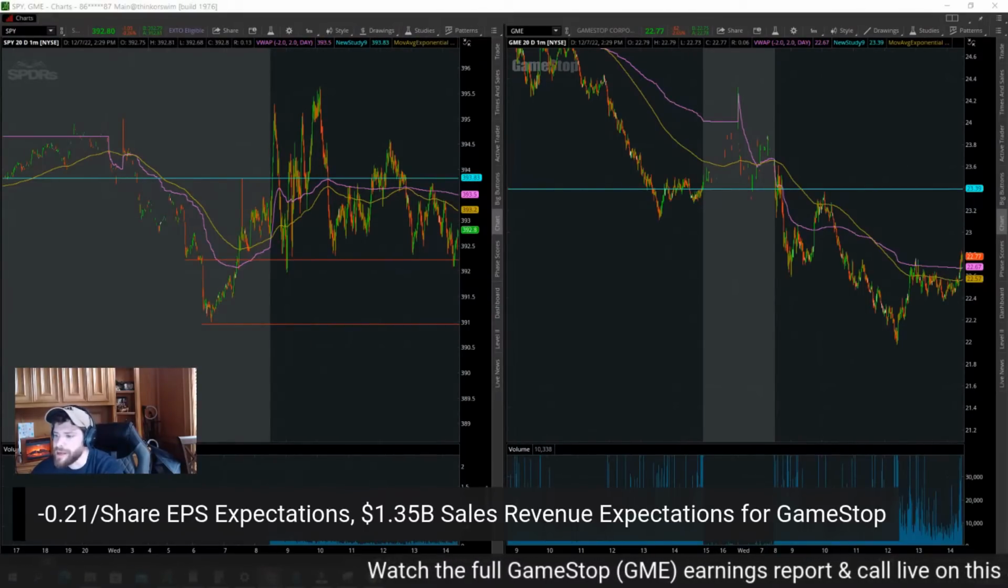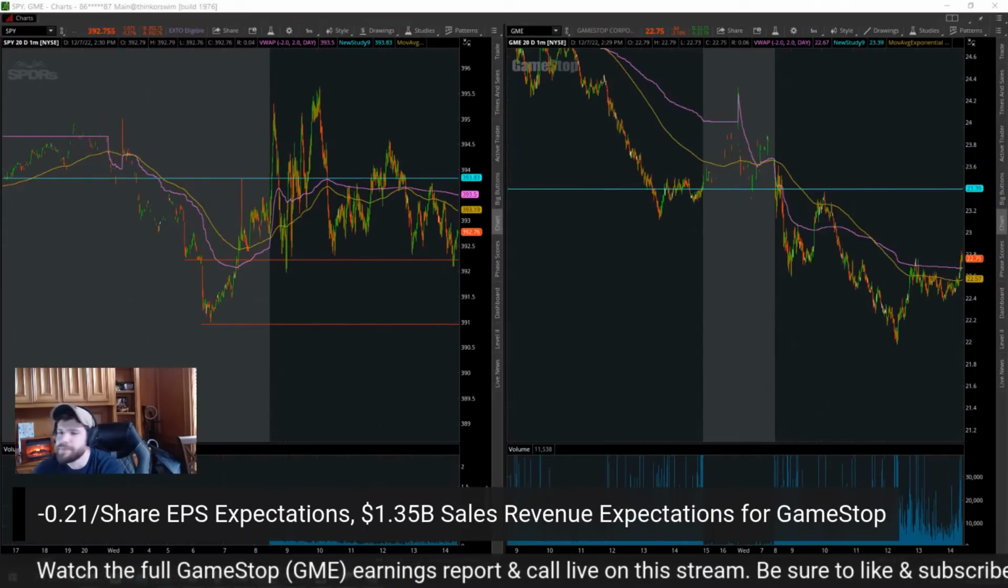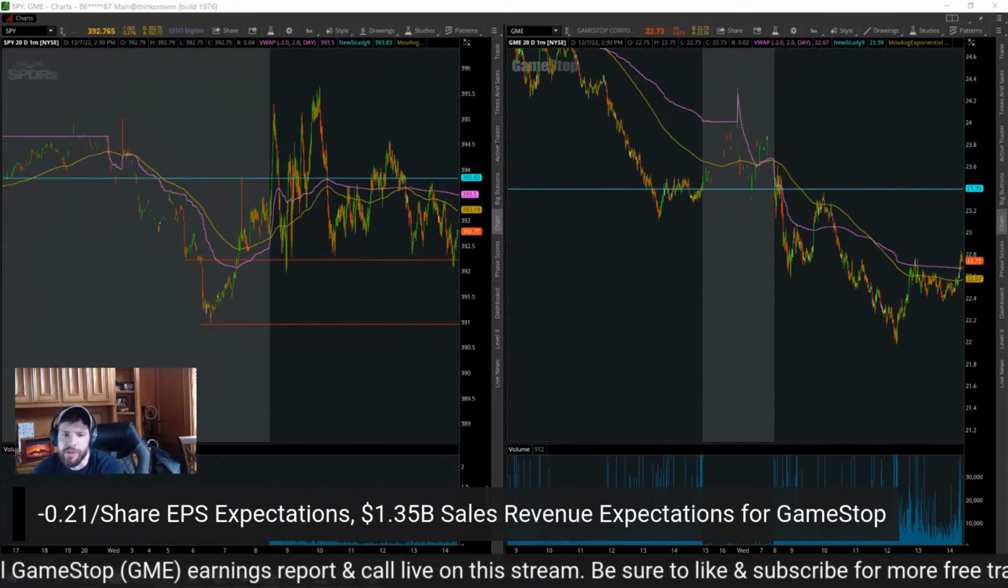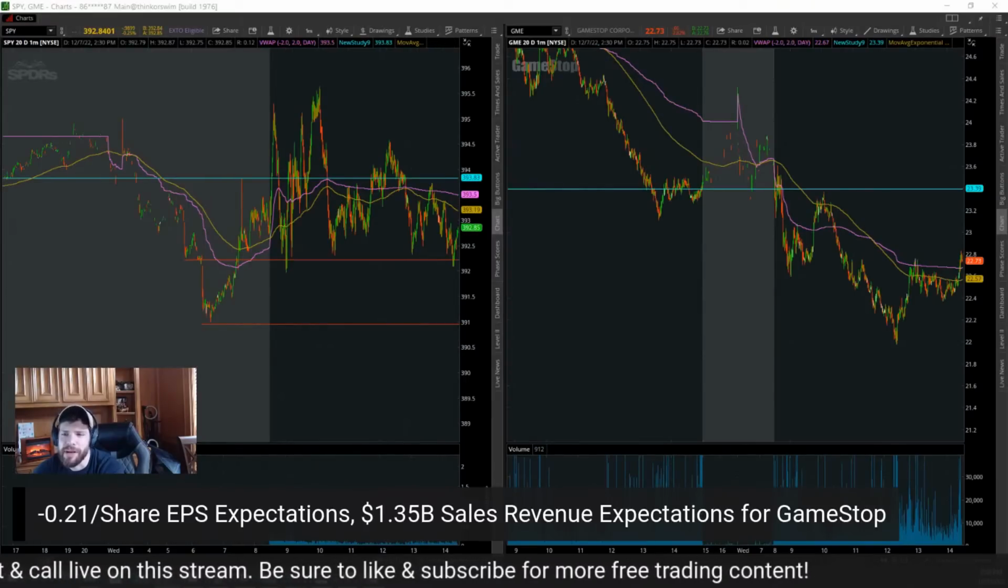Big money scaling out of Apple and Amazon. Maybe. I mean, Amazon's mostly neutral right now. I think a lot of big money's buying up stuff too, though.